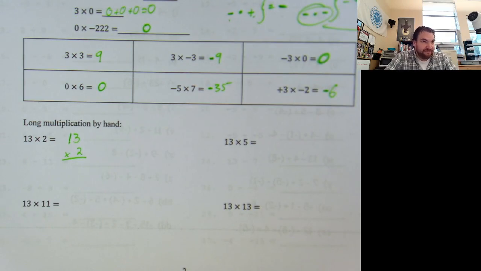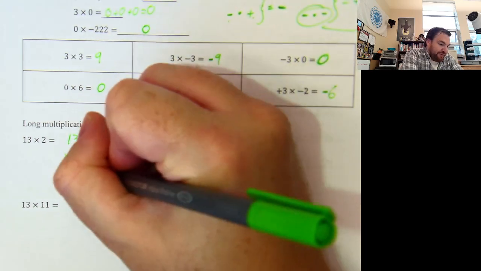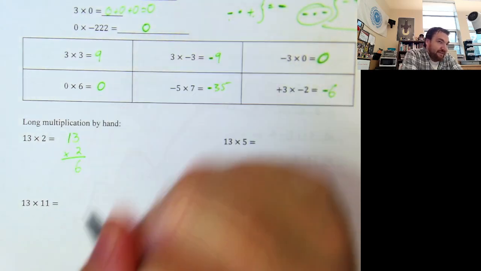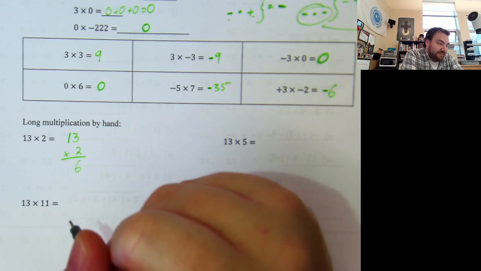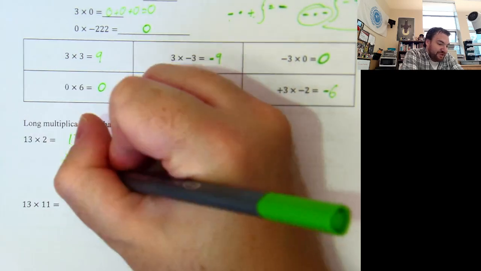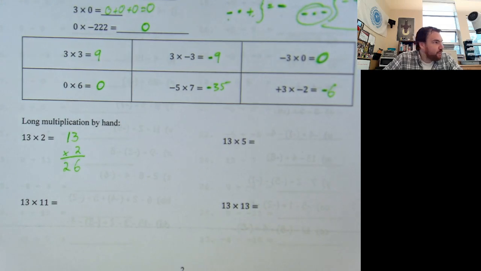Eve, your hand was first. So 2 and the 3 is? And then the 2 times 1 is 2. Okay, cool. Why does this work? Why does long multiplication work this way? Because that's how it works.